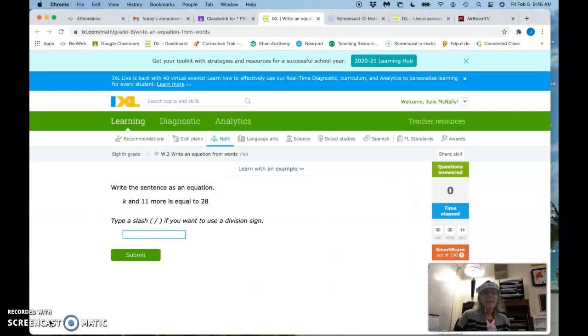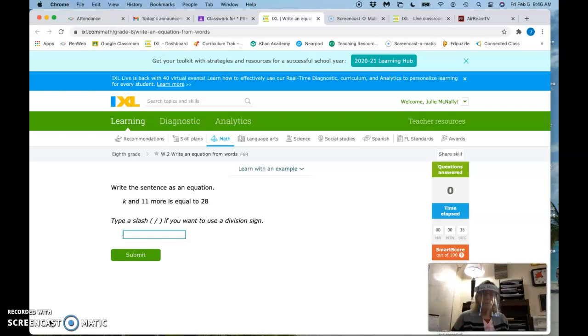Okay, so on IXL today, you have the same thing that we just did. You get a sentence, you have to make it into an equation. So some of these are going to be super simple in the beginning, and then they're going to get a little harder. So if it says k and 11 more is equal to 28, what would I write?